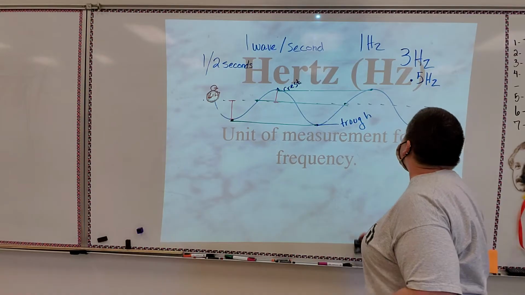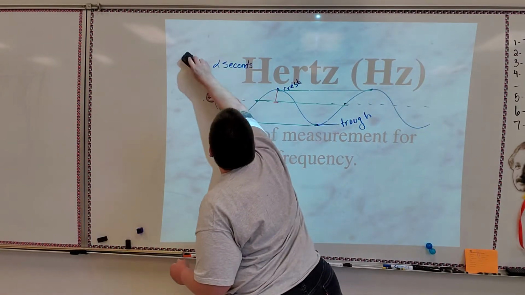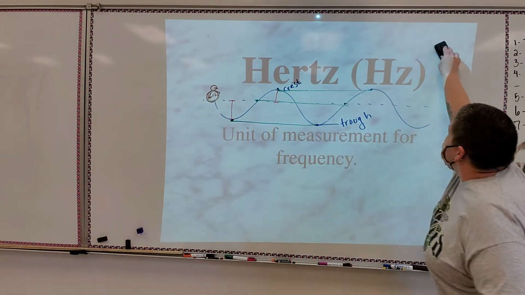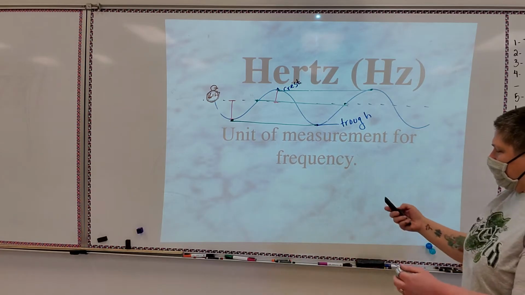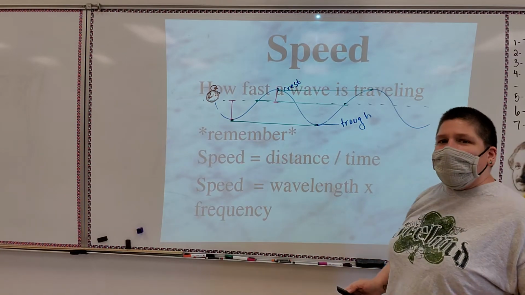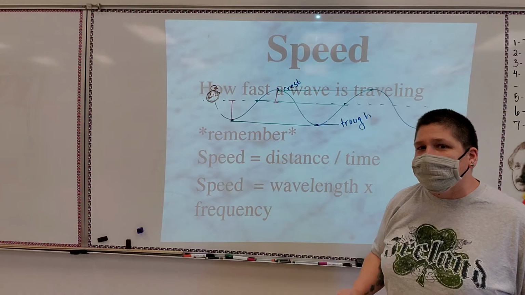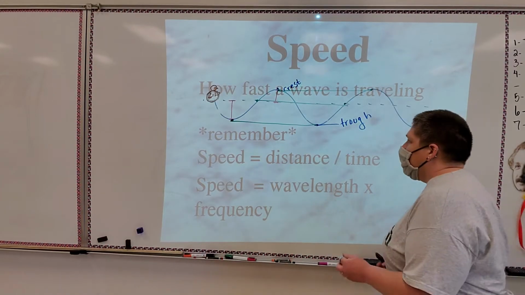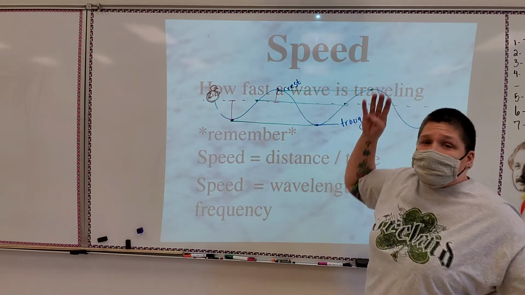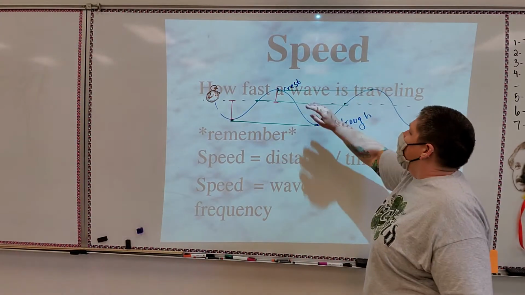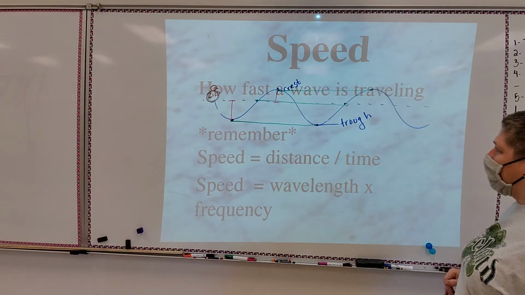So let's go ahead and look at Bob again, and let's see how fast the waves are as they pass Bob. Now, here are the things you need to know. First of all, this is our fourth property of waves, and that's speed, how fast a wave is traveling.